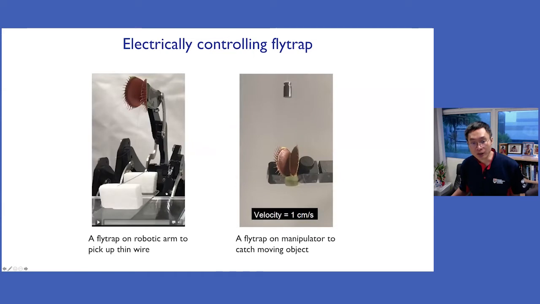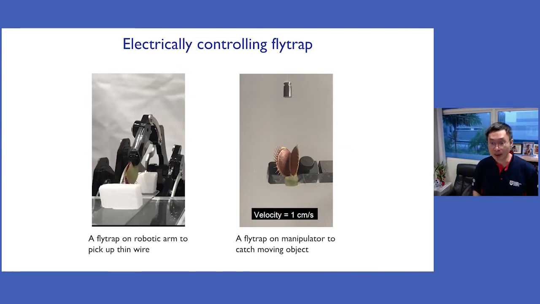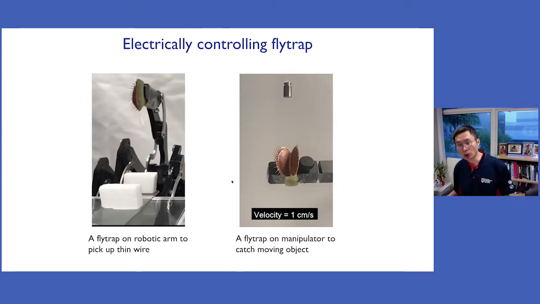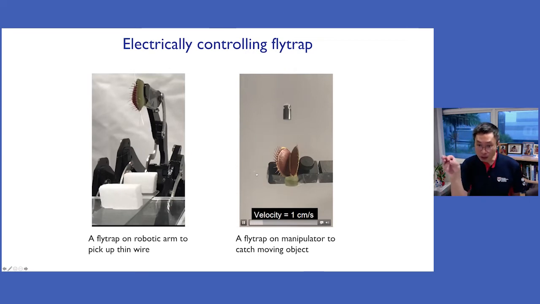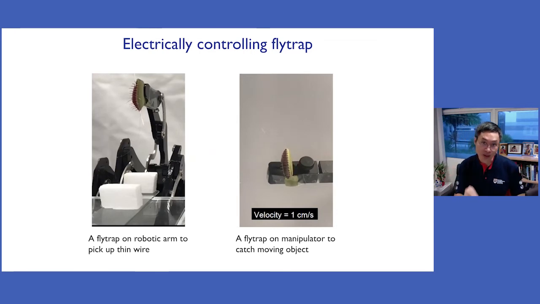And not only that, we can also control the timing. We can control this action to really grip and pick up a thin wire. And we can also use this to capture a moving object, because when the object reaches there, we can control the time to close and capture it. So this is potentially useful for biorobotics. But the big problem is, you cannot reopen so fast. It can close easily, but opening will take hours. This is the problem at this moment.